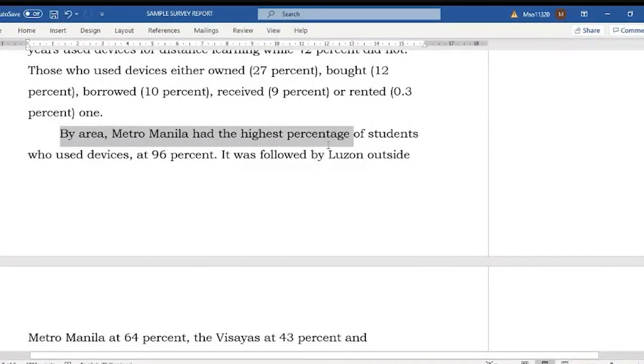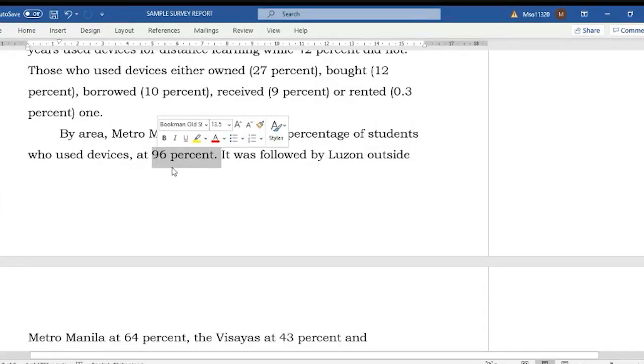Metro Manila had the highest percentage of students who use devices at 96%. If you're just going to say in Metro Manila, there are 96% students, 96%. So 96%, Metro Manila had 96%. So it is not clear. You have to make it clear.